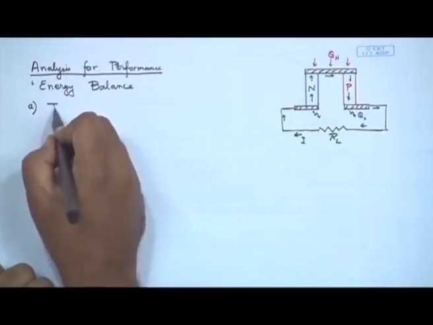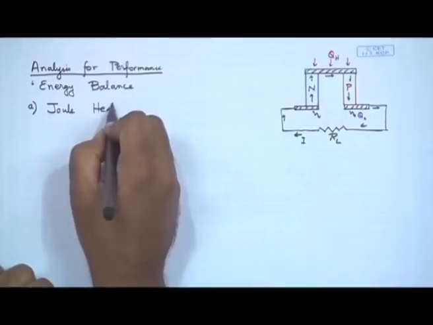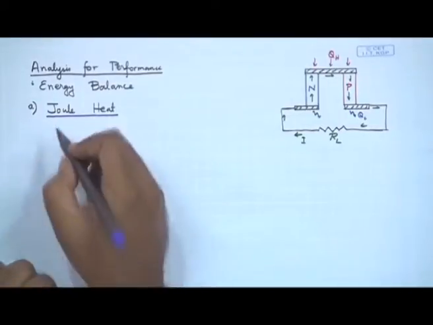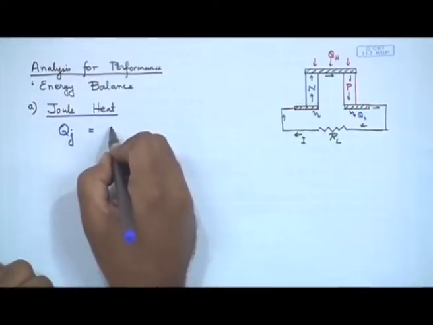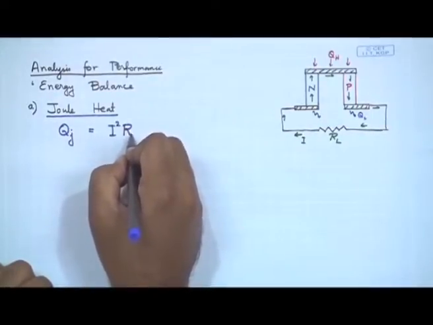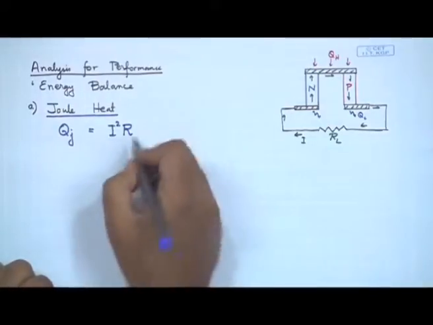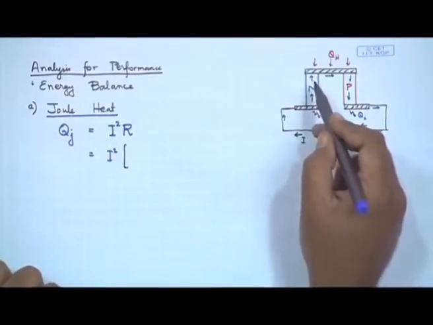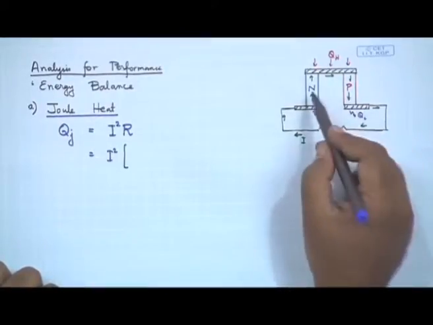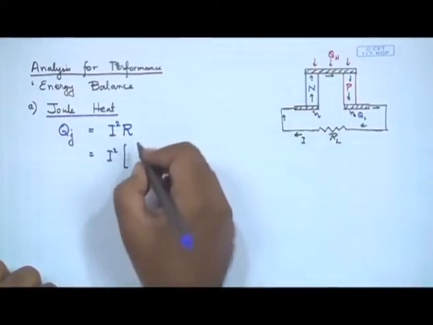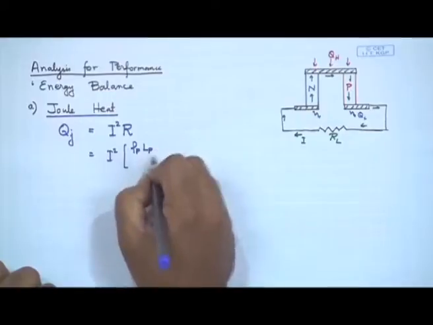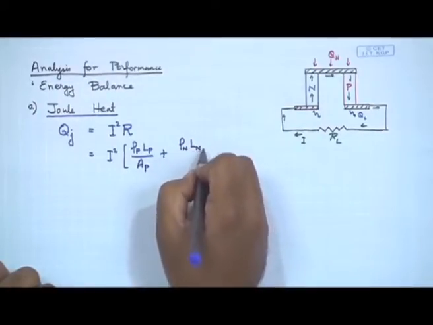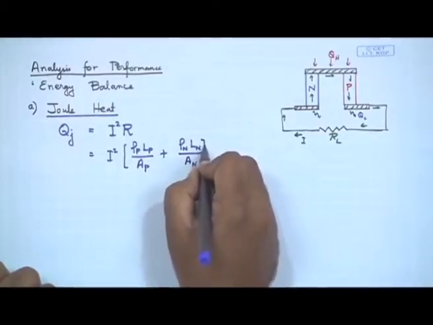The first one we will talk about is Joule heat. So what is Joule heat? Joule heat is Qj, and that is going to be I squared R. We know that I squared R heating, and what is the R? This is the resistance offered by the two semiconductors, one N type, one P type. So R is rho L over A, so we will write it as rho p Lp over Ap for the p junction and rho n Ln over An for the n junction.